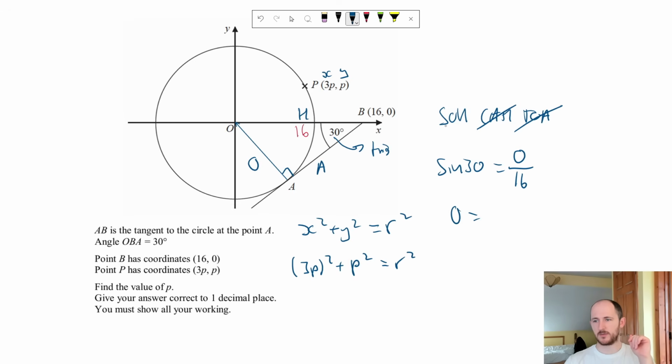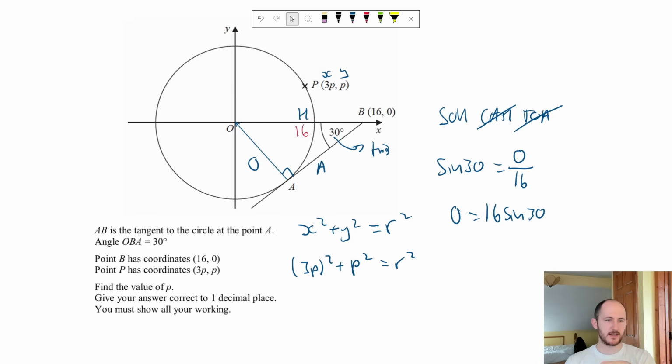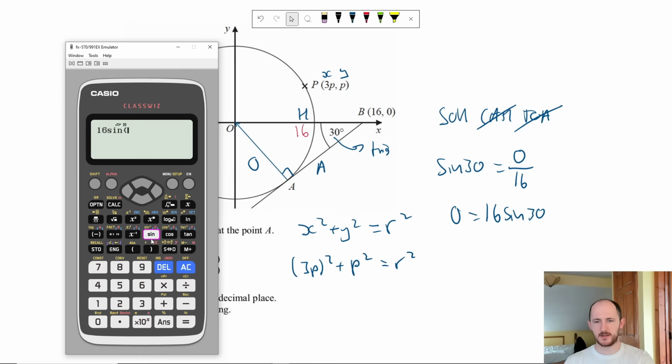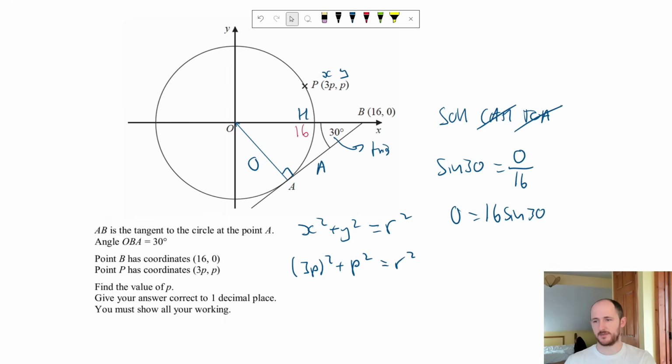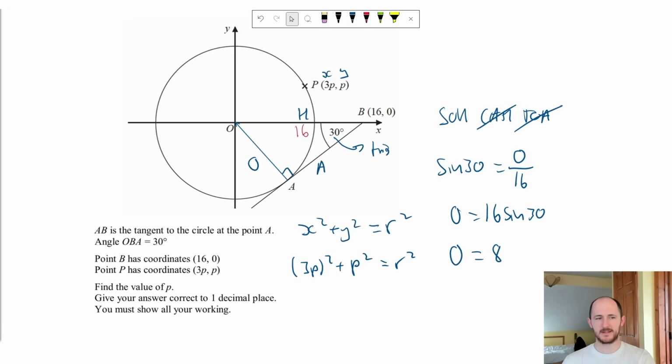It means that O is equal to 16 sine 30, which, again, you can use a calculator, but technically it is one you're supposed to know. 16 sine 30 is 8, because sine 30 is a half. I know it looks like I've written 0 equals 8, but I promise you I haven't. So that opposite side is 8.